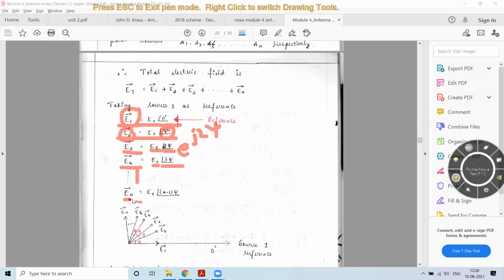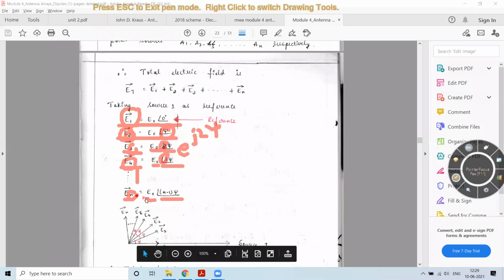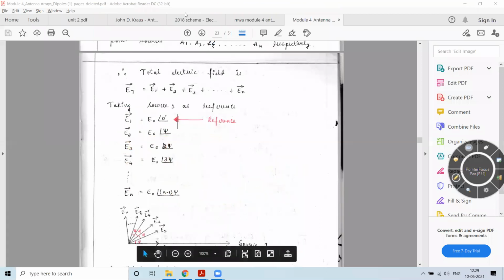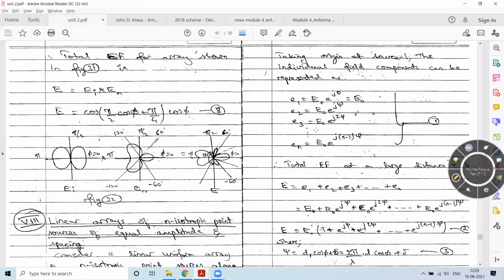So similarly, when I want to see what is the field due to source n, it is E0 angle, so if you just see, if it is source 4, it is 4 minus 1 psi. If it is source 3, it is 3 minus 1 psi. If it is source 2, it is 2 minus 1, which is 1 psi. So similarly, since this is n, it will be n minus 1 psi. So this we write as E0 into e raised to j n minus 1 psi. So we write it either in this form or this form. So that is what we had represented over here.